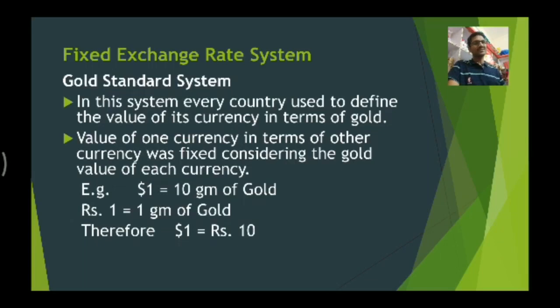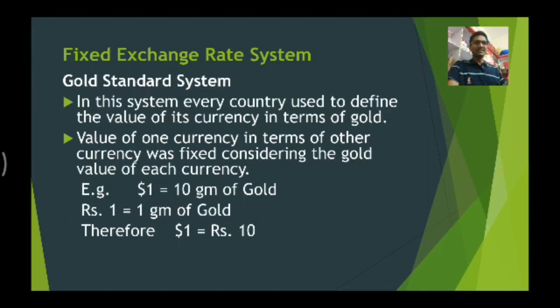Now again, the fixed exchange rate system had two variants. One before World War I and the other one after World War II. The first variant was the gold standard system. It was a time when most of the countries were printing currencies on the basis of the gold exchange system. That is, they were printing currencies equivalent to the gold content. They had to keep an equal amount of gold reserves, and only after that could they print the currency.